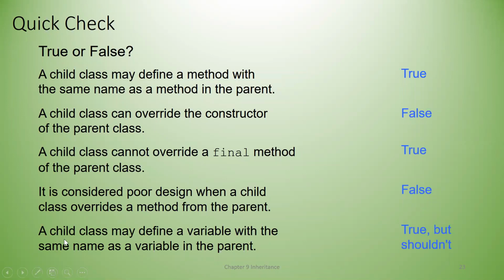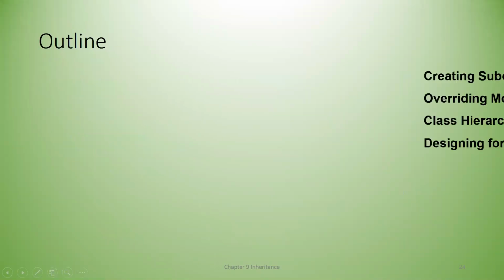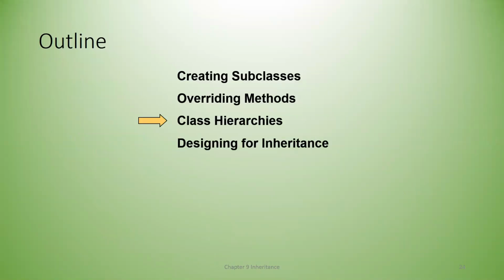A child class may define a variable with the same name as a variable in the parent. True, but shouldn't. That's the shadowing of a variable. We don't like that.